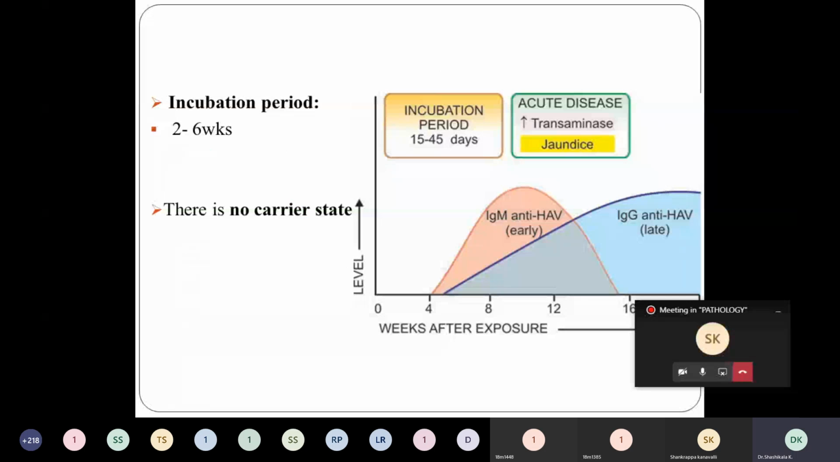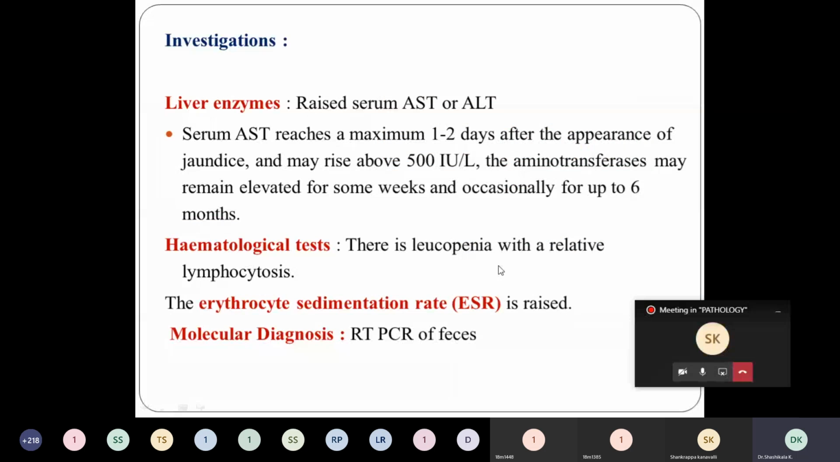So coming to the incubation period, it is 2 to 6 weeks, and there is no carrier state. So you can make out here 2 to 6 weeks, that is 15 to 45 days, the incubation period. Then in acute disease, there will be elevated transaminases, or you call them liver enzymes, as well as jaundice. And you have development of antibodies here, that is IgM antibodies in the early exposure and IgG antibodies in the later exposure.